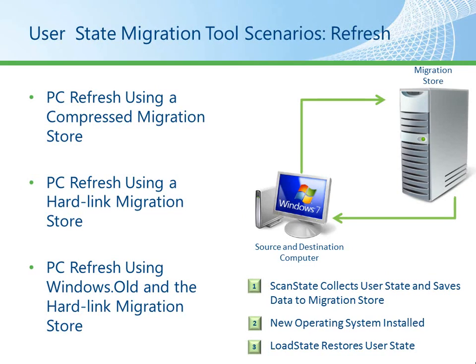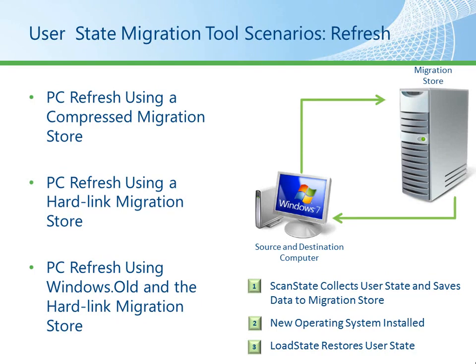The final option is the PC refresh using Windows.old and the HardLink migration store. So what happens here is the administrator does a clean install of Windows 7 on each computer, making sure that the Windows.old directory is created by installing Windows 7 without formatting and without repartitioning, and by selecting a partition that contains either Windows Vista or Windows XP.